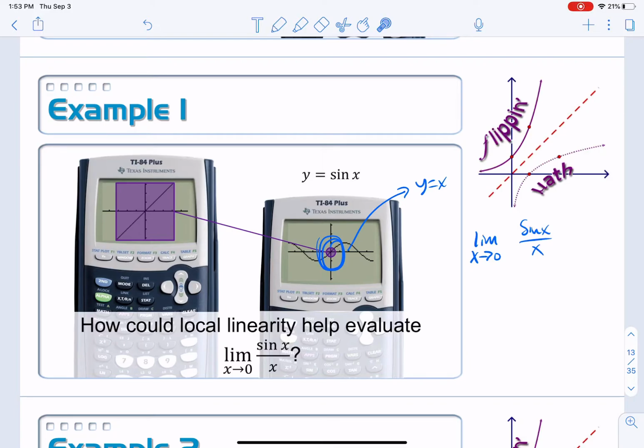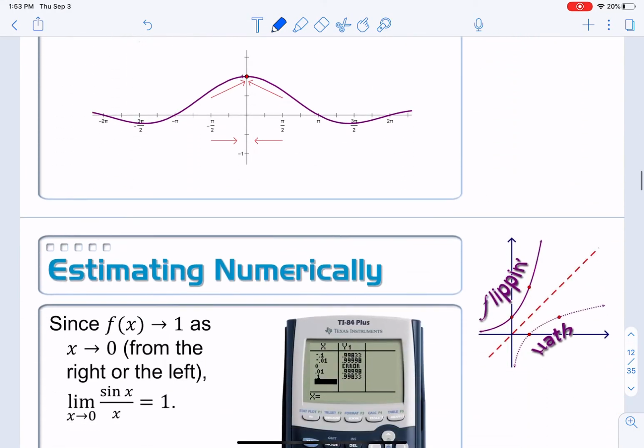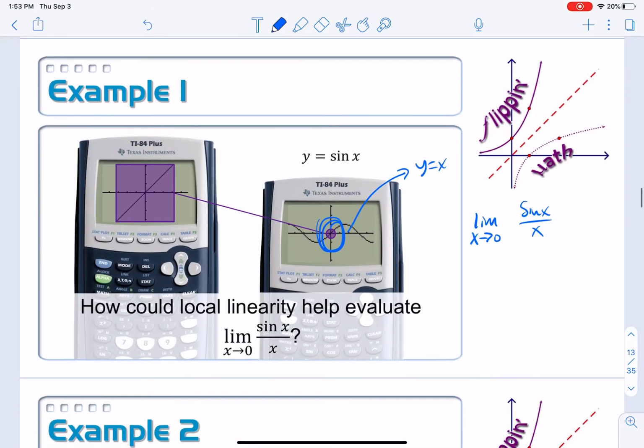And why can I do that? Because that's the only place this limit is happening. It's only happening around the origin. So I'm going to say that this thing can be approximated by, bear with me, the limit as x approaches 0 of just x over x.